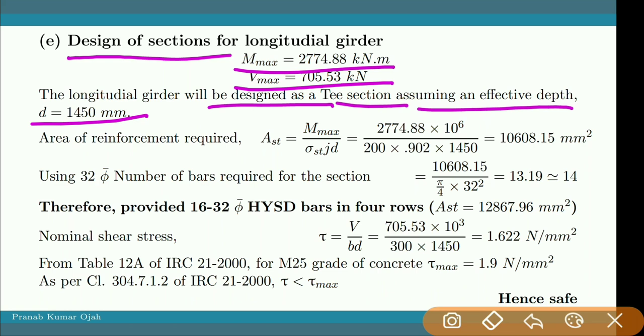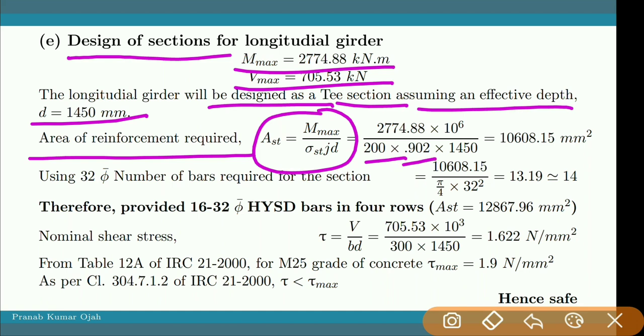Then if I calculate the area of reinforcement, this is the formula for AST for the working stress method. I shall put the values of sigma ST. I have already shown how to take the values from the IRC code in the last video. Then J is already calculated as 0.902, 1450 is the effective depth, and here is the maximum bending moment. So it comes out as 10,608.15 mm square.